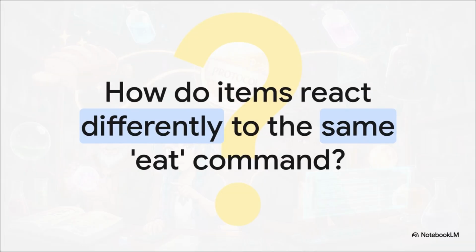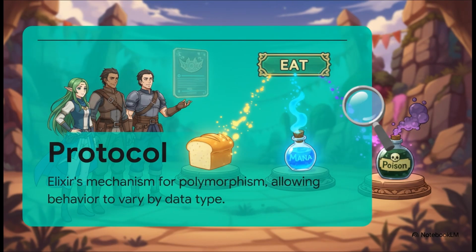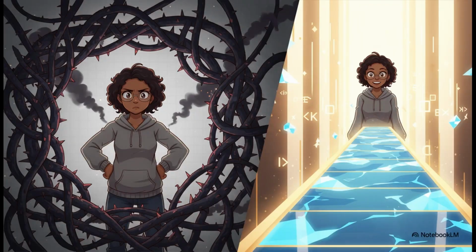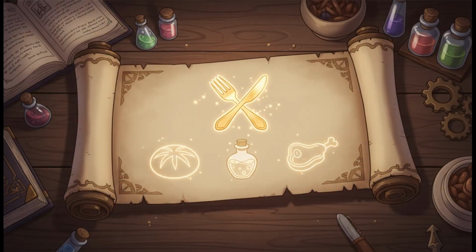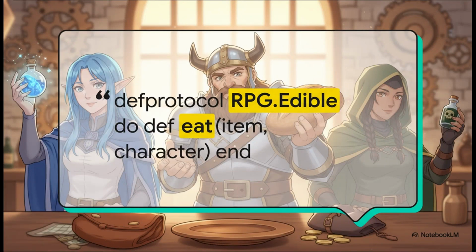Imagine a game. How does a single eat command work for bread, potions, and even poison? The answer is protocols, Elixir's tool for polymorphism. It lets behavior change based on the data type. We'll see how protocols let you write clean, maintainable code and say goodbye to complex conditional logic. First up, we define the Edible protocol. It's the official rulebook for any item you can consume. The protocol defines an eat function. It specifies the inputs, but not the actual logic.